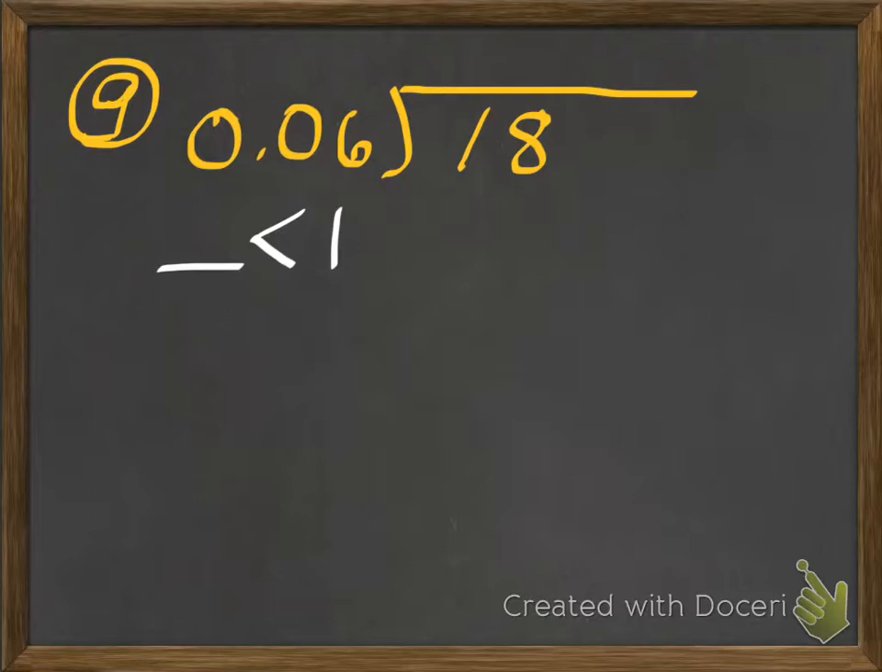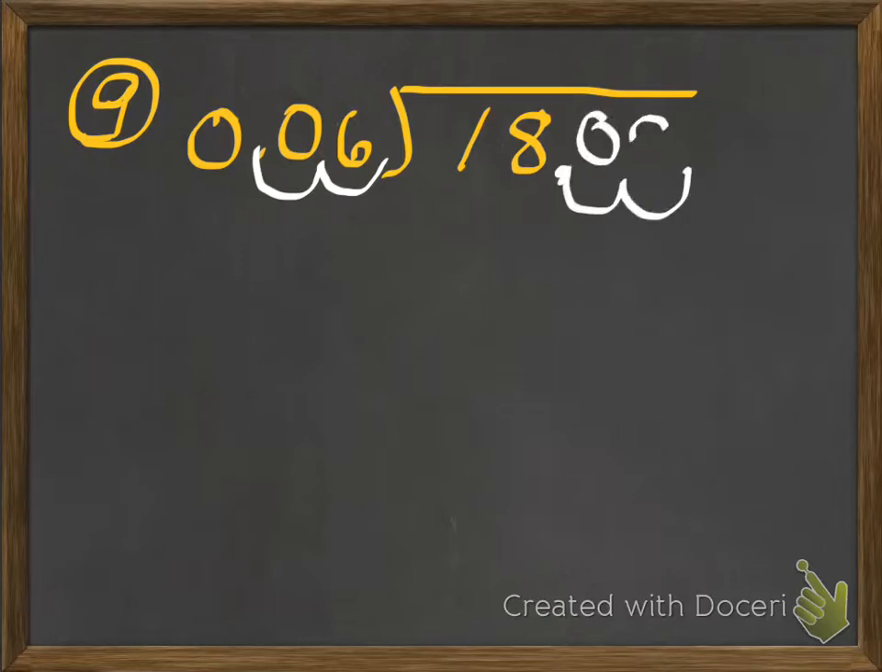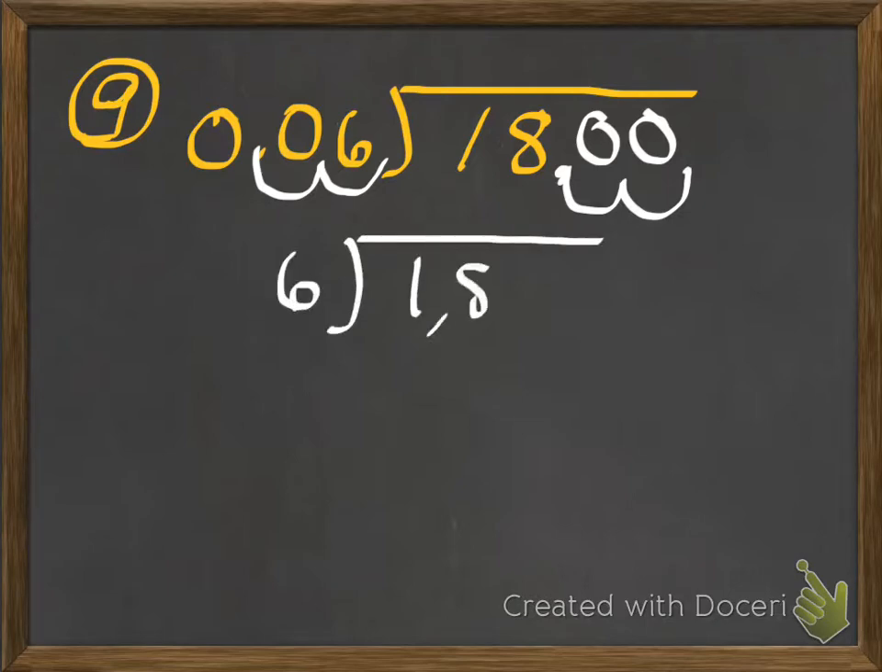So now I'm going to multiply both of those numbers times a power of 10. So I have to move that decimal point 2 places, which means I'm multiplying it times 100. I'm going to move this decimal point over 2 places and then rewrite it. So now I've got 1,800 divided by 6. And then I can start dividing.